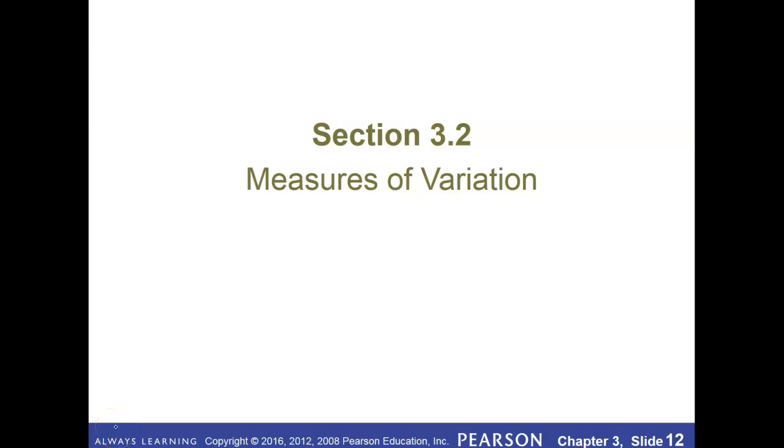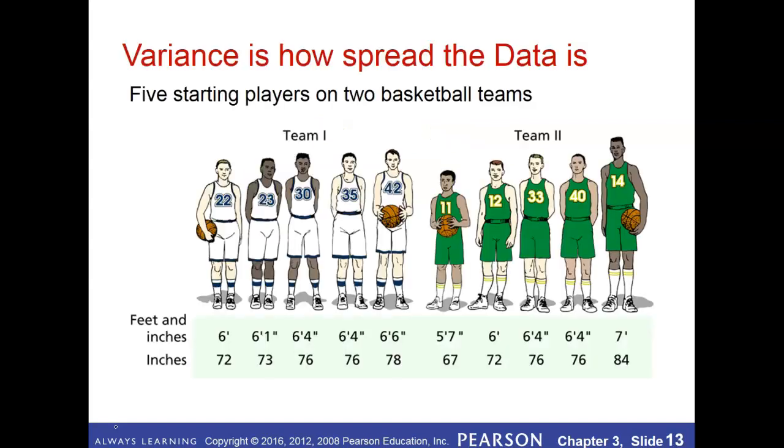Okay, so in section 3.1, we did measures of center, which was the mean, the median, and the mode. In section 3.2, so this assignment, we're going to be doing measures of variation. So it's not a measure of what the center of the data would look like, but a measure of how spread out it looks.